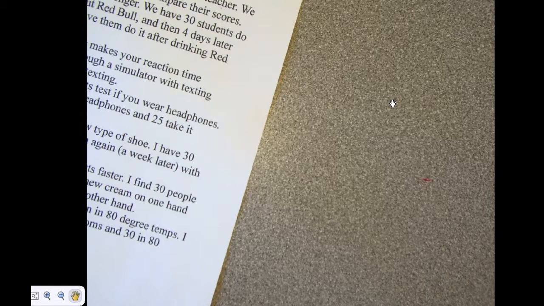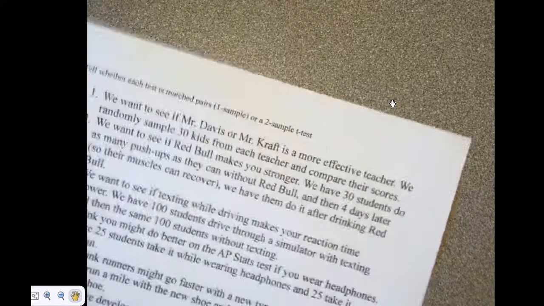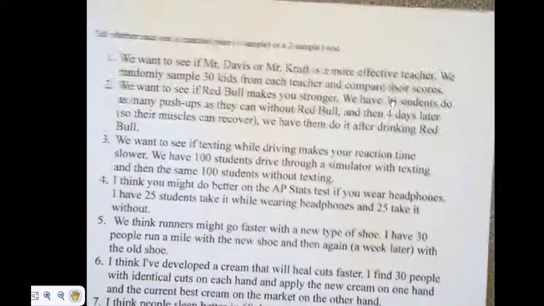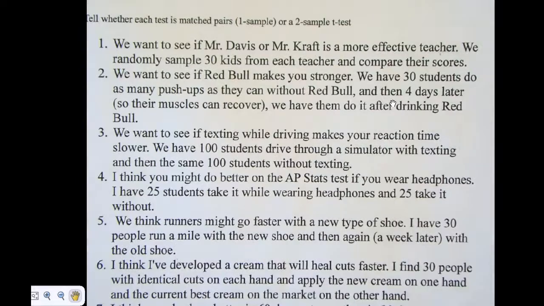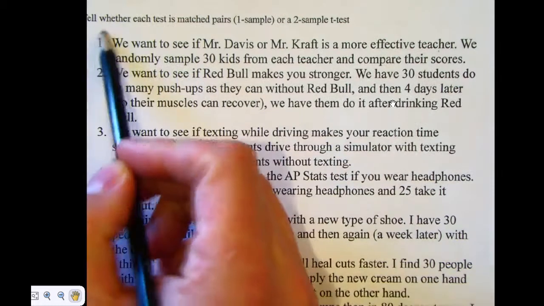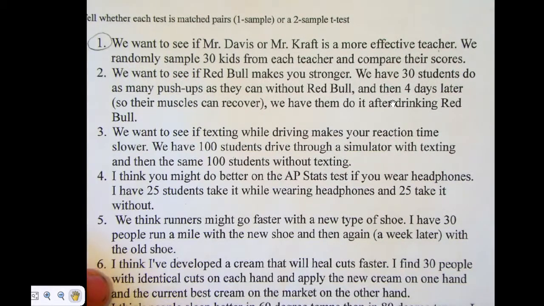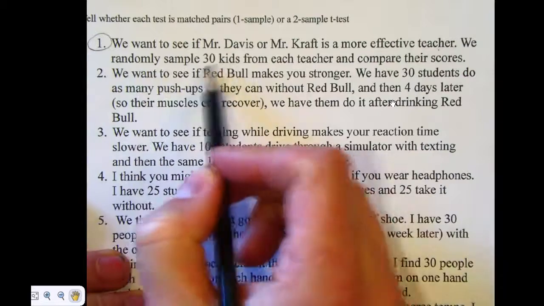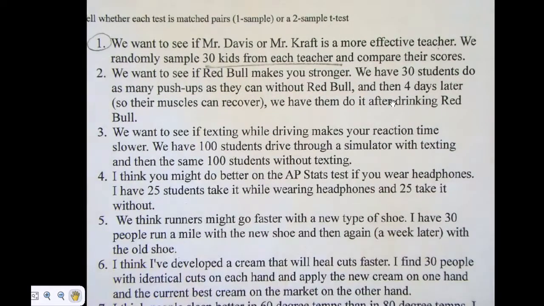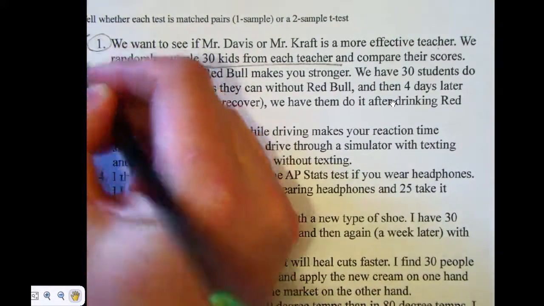Let's look at some of these examples. The question on all of these is: is this a two sample t-test or a matched pairs, which is a one sample t-test? Looking at number one, I didn't put all the other stuff in there, just trying to get to two sample or one sample. I randomly sampled 30 kids from each teacher, so I have two separate groups of 30 students. One sample or two sample? That's a two sample t-test, so let's say 2ST.